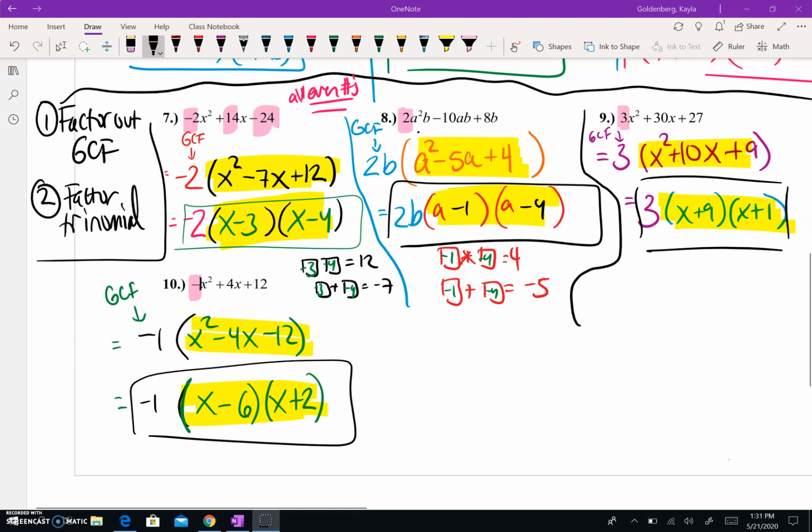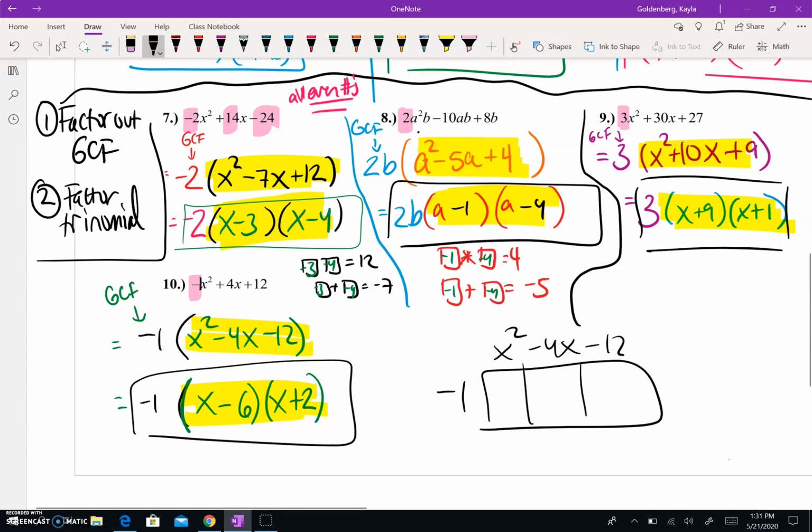Now notice if I was to distribute that -1 into the x squared minus 4x minus 12, because distributing is your way to double check if you factored right, you would get -x squared plus 4x, because there's 2 negatives making a positive. And then again, plus 12, because 2 negatives, the -1 and the -12, would make that positive 12. So that's always a way you can double check if you have factored correctly.